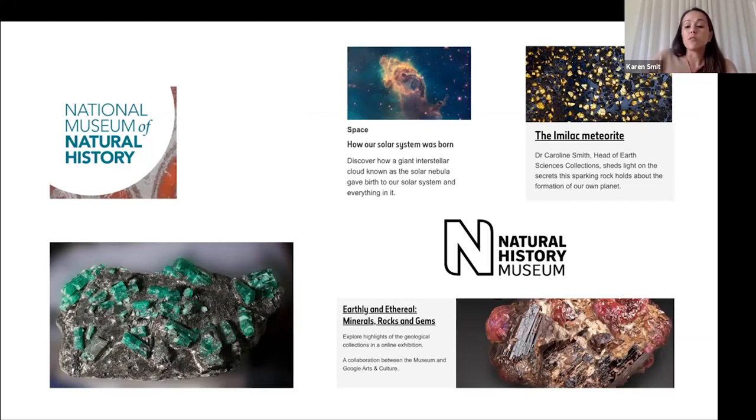And here's the Natural History Museum in the UK, in London. Similarly, they also have a great mineral, rock and gem collection. They have a great meteorite collection. You can go on their website and just explore the different things that they do, the different collections that they have within earth science, but also within other scientific fields, and also learn a bit about the types of people that work there.